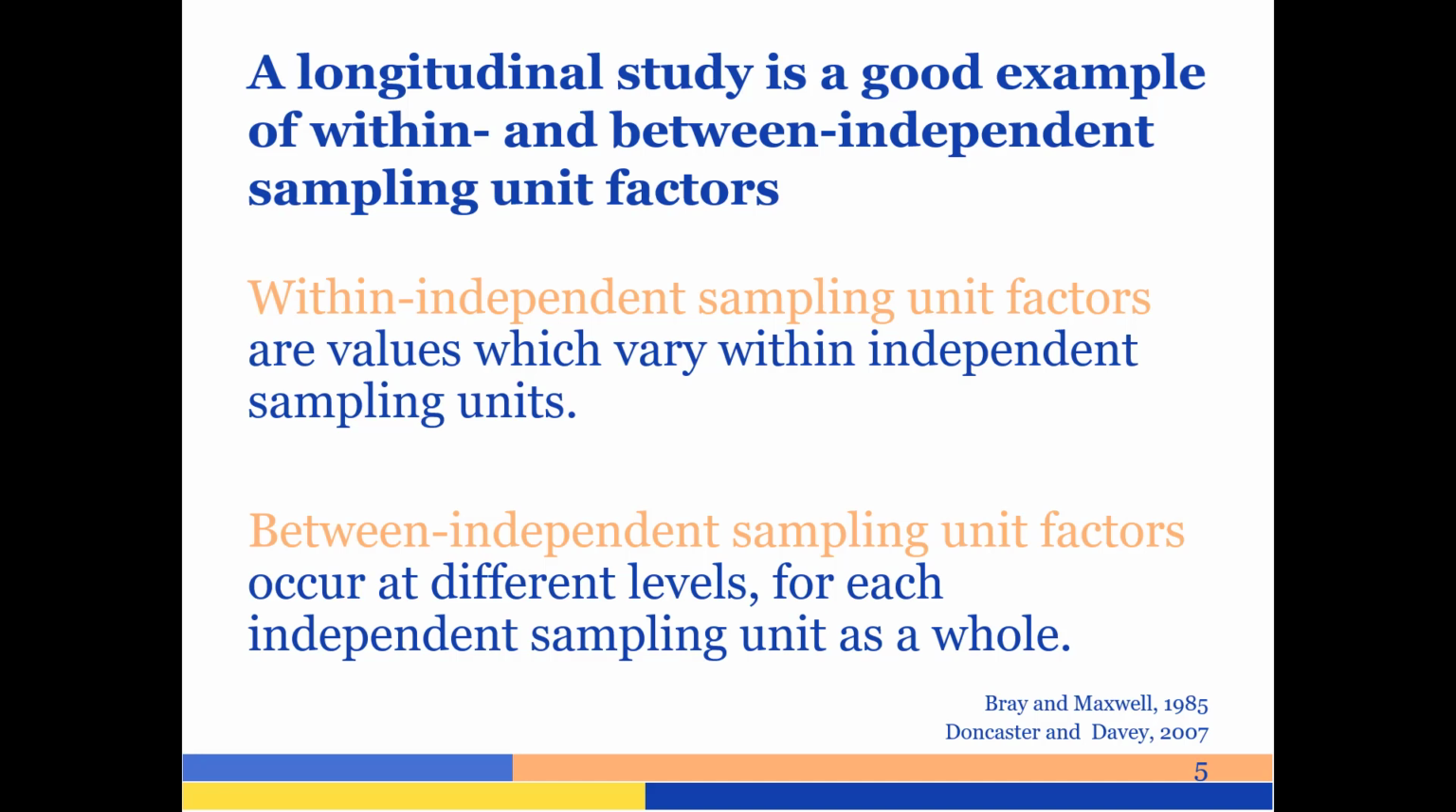For between factors, the value is constant for that person or independent sampling unit, and it applies to the independent sampling unit as a whole. For example, in a randomized trial, patients are randomly assigned to drug A or drug B. What commonly happens is researchers will measure something like patients' blood pressure at baseline and then start giving them the drug. Then the patients are measured perhaps at 3 months, 6 months, 9 months, and 12 months. This is a common longitudinal study where the within independent sampling unit factor is time and the between independent sampling unit factor is the drug that you are getting.